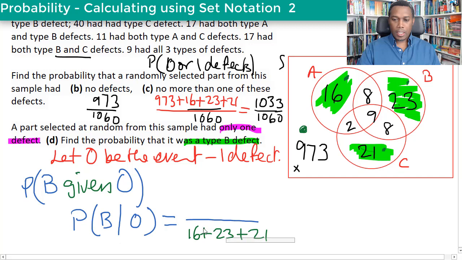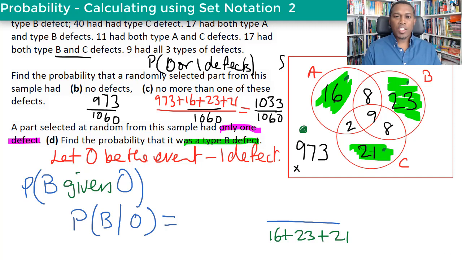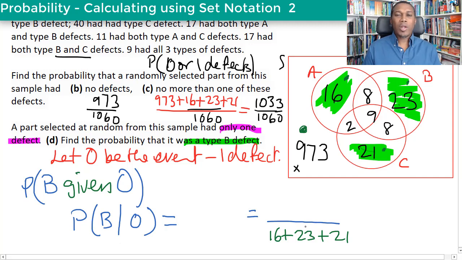And let me just move that to the right hand side here, a bit further out. And then let me say, well, that count that we just did, that's 16 plus 23 plus 21, counting the total number of elements in O. What's that in set notation? Well, what we just worked out is N(O), the number of elements in O.